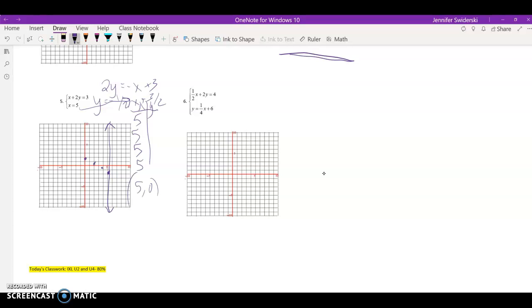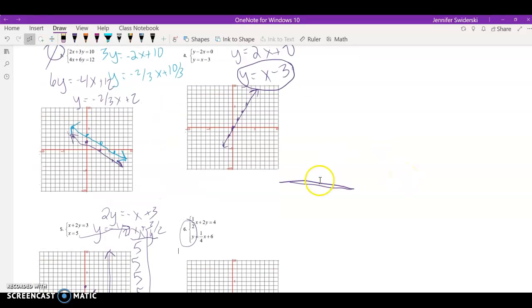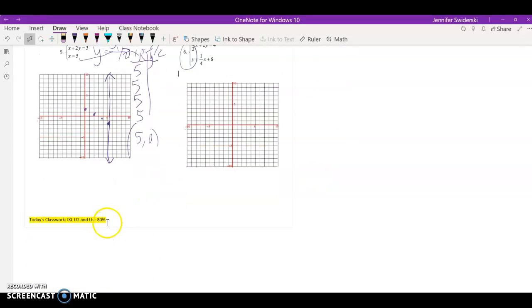All right. I'm going to have you guys do number 6. So you're doing 6 and this problem right here. And then for homework is U2 and U4 on IXL.